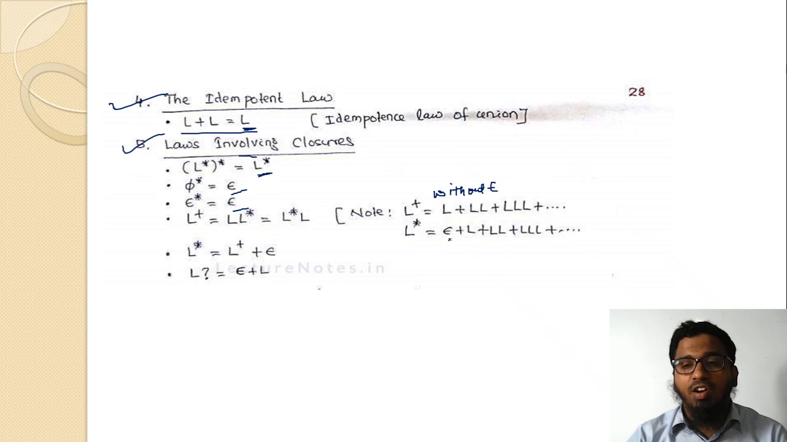So this starts from epsilon. Because of that, it is L star L. Next one, L closure is equal to L plus union epsilon. Whenever we have this, you can write L plus union epsilon. Why? Because whatever the answer of L plus, that will be available in L star, we just need to add epsilon. Okay, L question mark is equal to epsilon plus L, that is union.